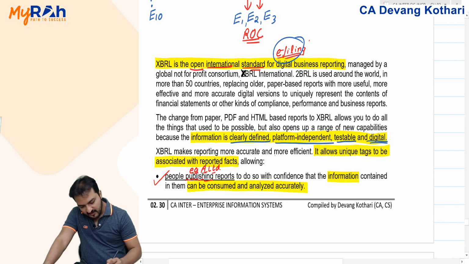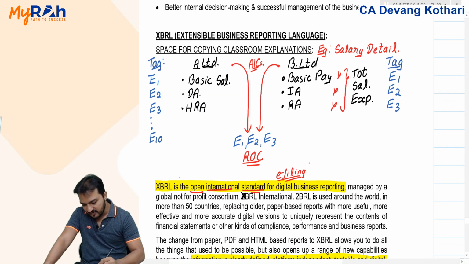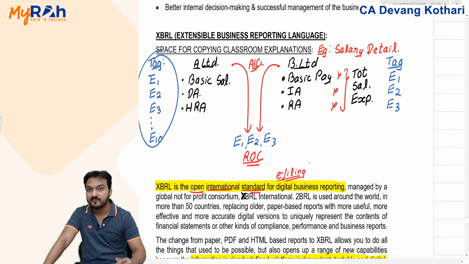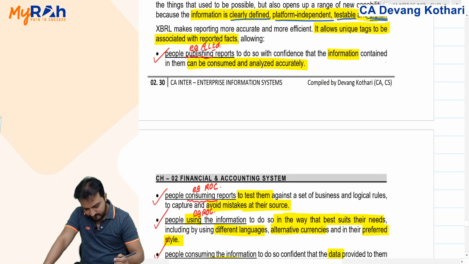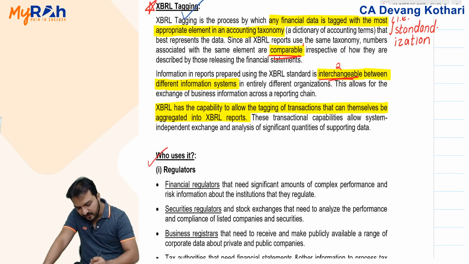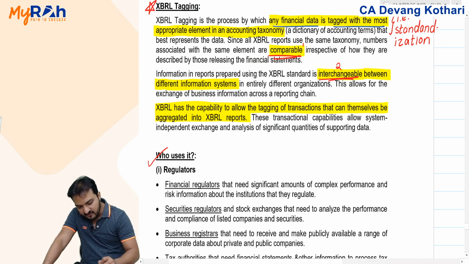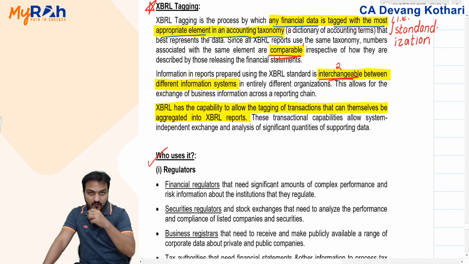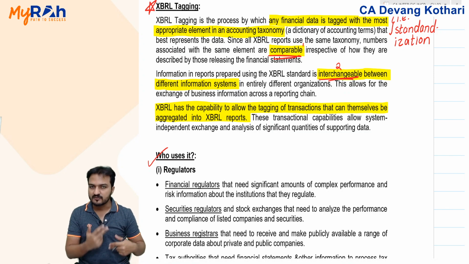Further, XBRL makes reporting more accurate and more efficient. It allows unique tags to be associated with the reported facts. Yes, this is where I explained that the tagging system is developed. Unique tags are created. The remaining rest of the things you will read. The important one here is the topic about XBRL tagging. Tagging over here is basically about standardization. Any financial data is tagged with the most appropriate element in the accounting taxonomy. Every financial data is tagged with some particular tagging system.